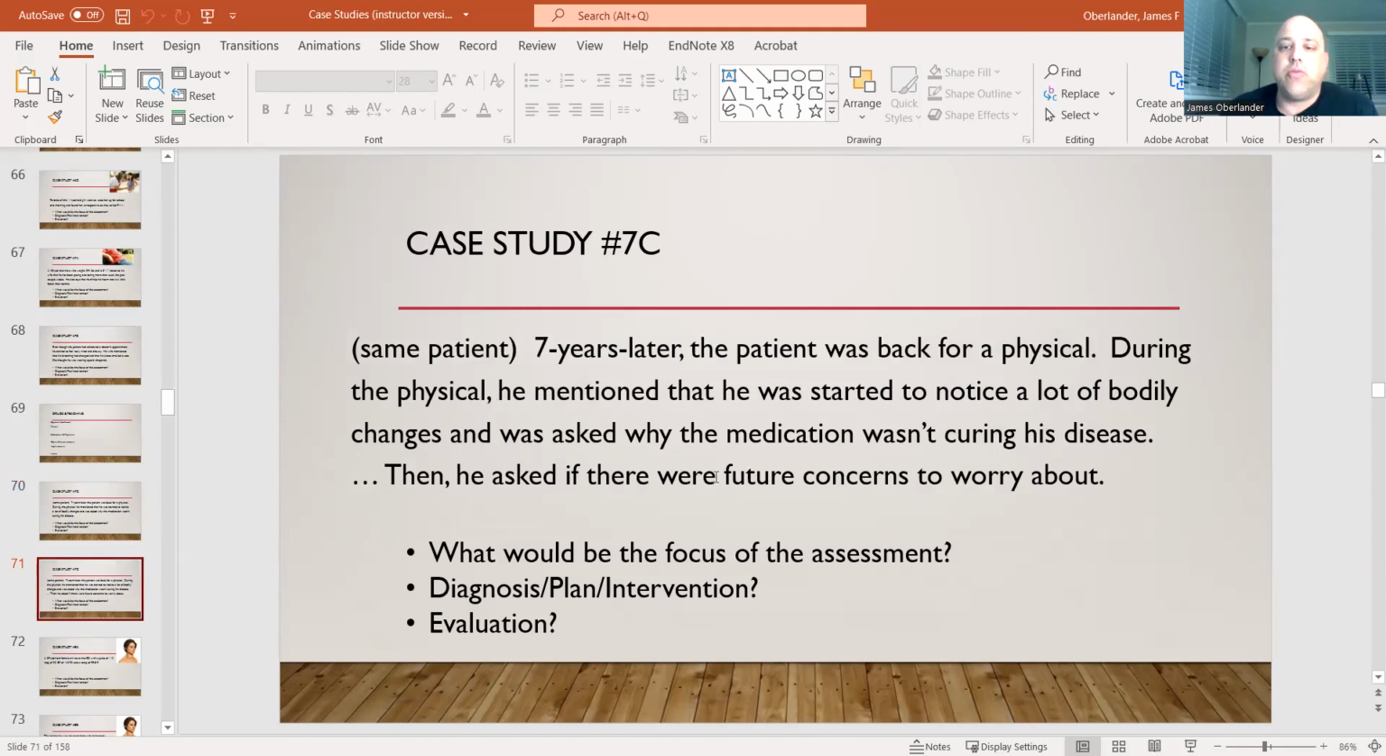All right. So then he asked if there were future concerns to worry about. And you answer. Okay. Don't say yes. Tell me what they are. What are some of the first diseases? Again, priority. Let's go in order. What are some of the first diseases they're probably going to deal with? Don't say organ failure.